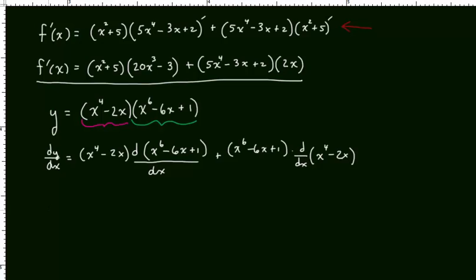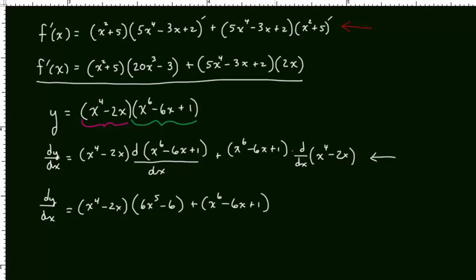But like in the example before, you do not have to show this step here. You don't have to use that notation. What you do need to be able to do is just execute it. So dy dx equals first term times the derivative of the second, so that's going to be 6x to the power of 5 minus 6, plus second term x to the 6 minus 6x plus 1 times the derivative of the first, which is 4x cubed minus 2. There's our answer.